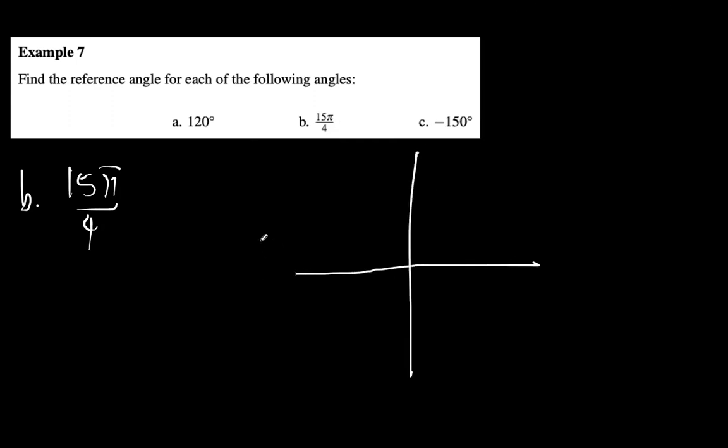Let's take this one, 15 pi over 4. Letter B, 15 pi over 4. What is the reference angle of 15 pi over 4? Sir, how do we do this? I don't get it. If you don't get it, convert it to degree measure.